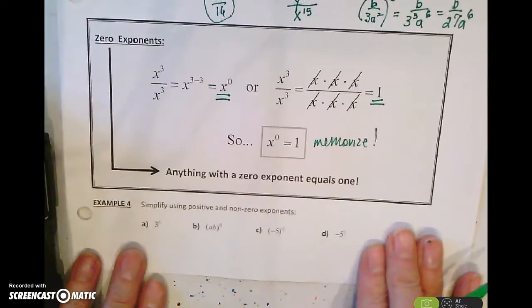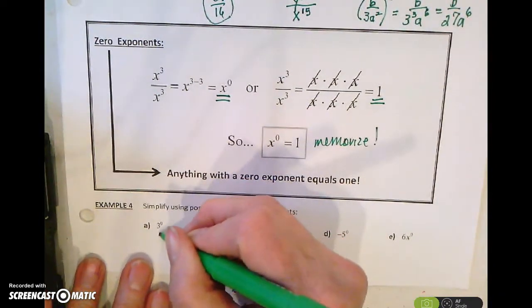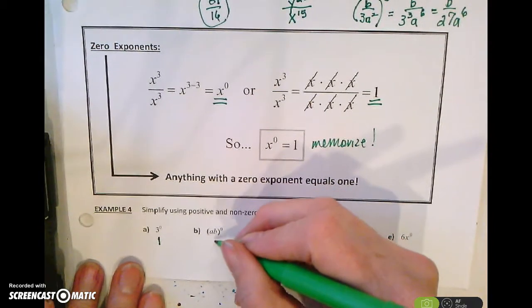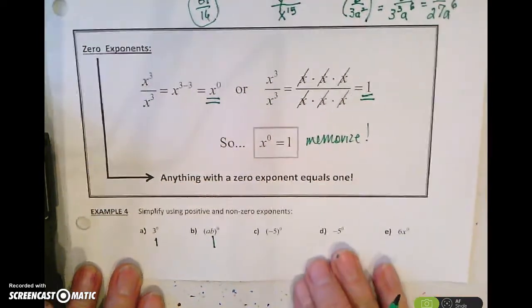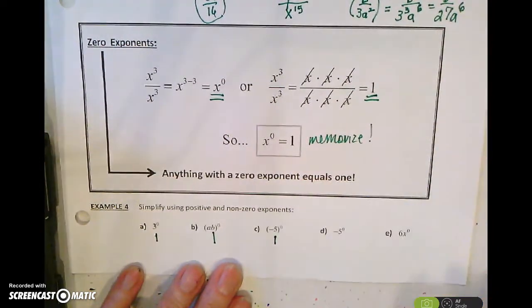So let's look at some examples. 3 to the 0 is equal to 1. AB to the 0 is equal to 1. Negative 5 to the 0 is equal to 1.